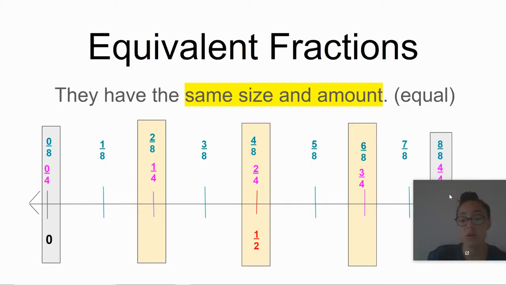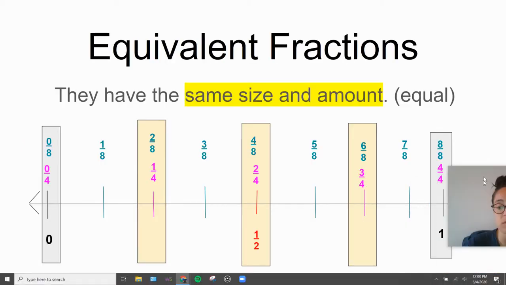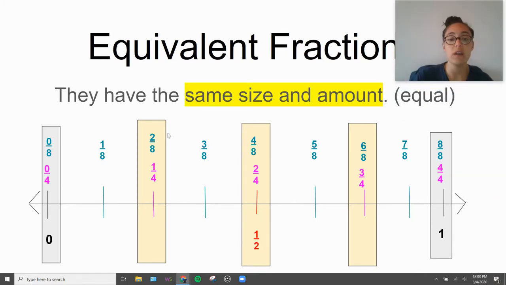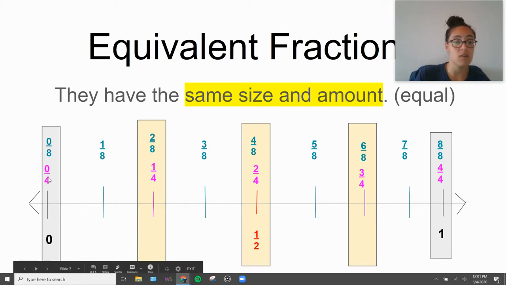So we know with equivalent fractions, let me move this up here, we know that they have to have the same size and amount. They are equal, right? We want to make sure that we're looking at the size and the shape because that will make it the equivalent fraction. So I have my number line over here at 0.